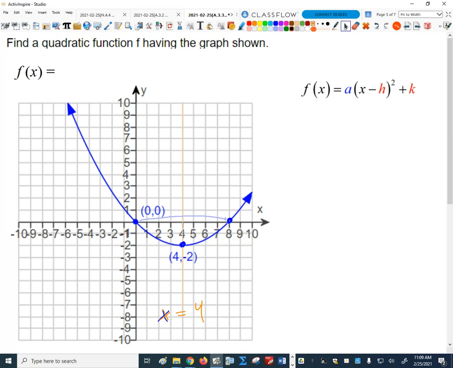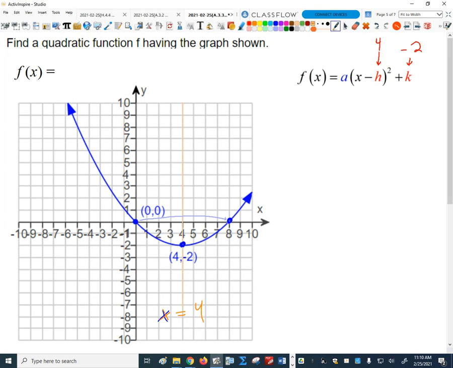Okay, good. 4, right? Because that's the x coordinate of the vertex. Good. So we know right off the bat, we've got H is 4. What's K? Type that in. Okay, good. -2. All right. Okay, easy stuff. We got those.